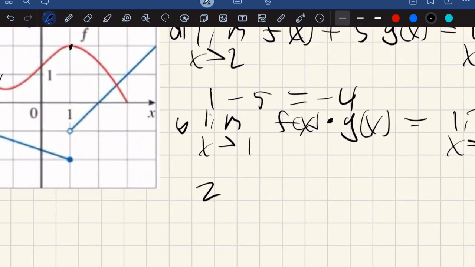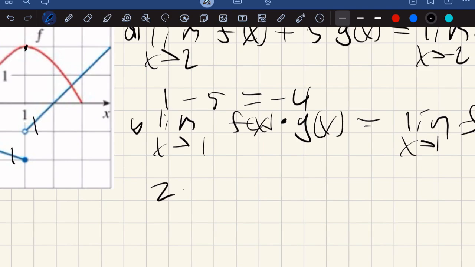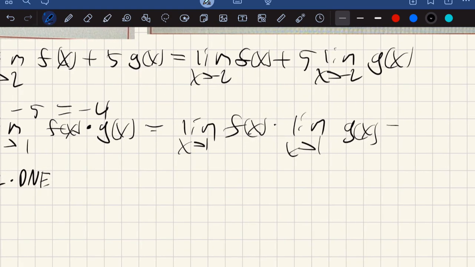But for g of x, as we approach 1, it does not exist because the left limit and right limit are not equal. So that means this whole limit does not exist.